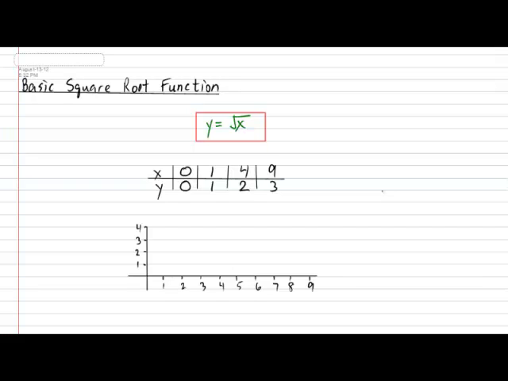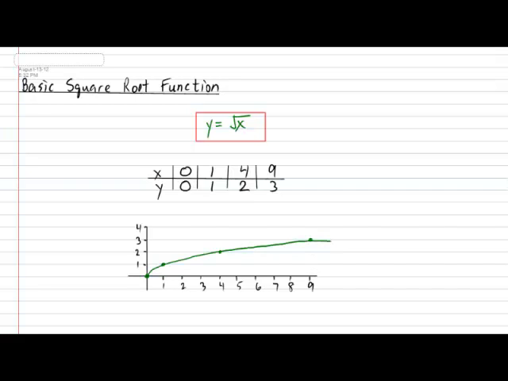Alright, let's get our coordinates down. As usual for my graphs, I'm going to be using another color. So first let's put down 0, 0. Next, 1 and 1. Next, 4 and 2. And finally, 9 and 3.